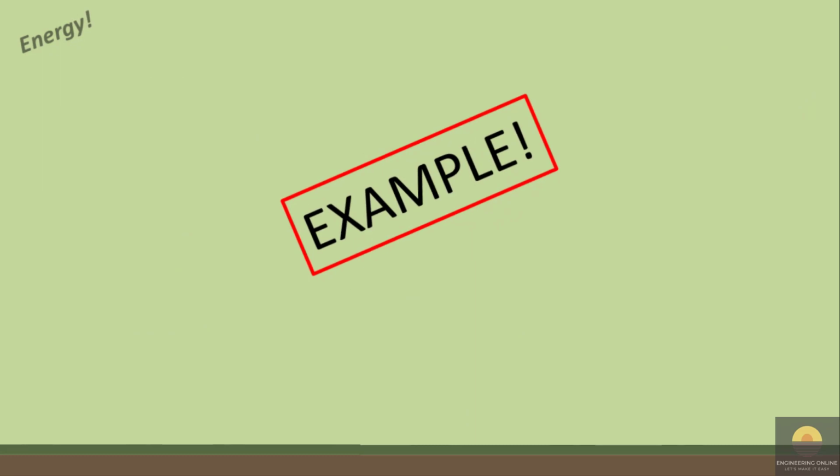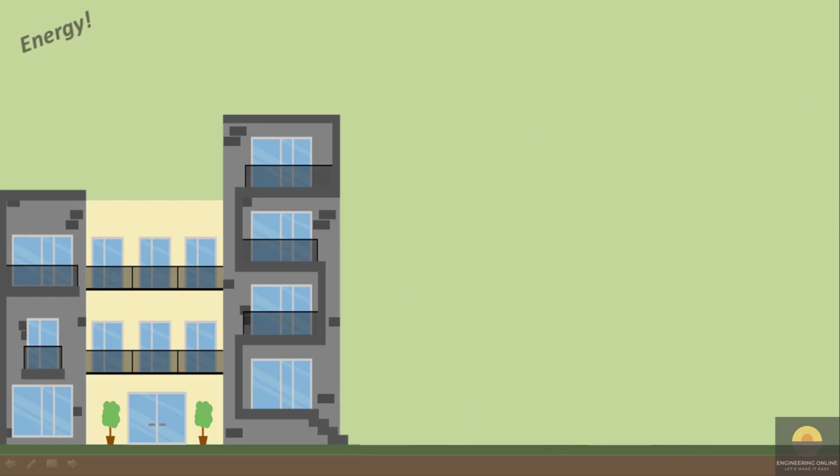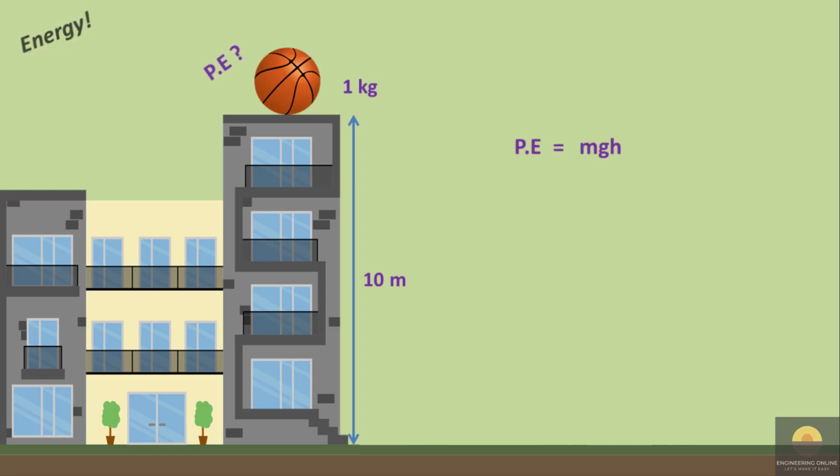Example: say this is a 10-meter building and a 1 kilogram ball is placed at the top of this building. How much potential energy is stored in this ball? Using the formula, we get potential energy is equal to 1 kilogram times 9.8 meters per second squared times 10 meters, and would be equal to 98 joules.